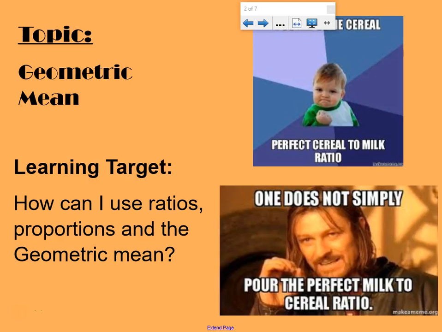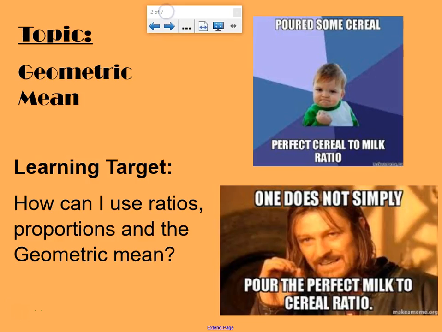Today we are going to be learning about the geometric mean. So our learning target is how can I use ratios, proportions, and the geometric mean.